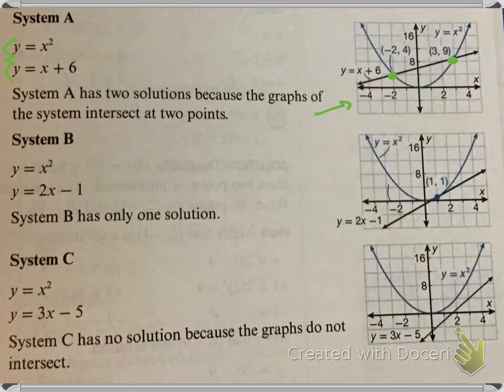All right, system B, we're going to look at y equals x squared again, but we're going to change our linear equation to y equals 2x minus 1. This one has one solution because it only intersects the parabola once. And we could also have something like system C. Again, we're looking at y equals x squared and then y equals 3x minus 5. This one has no solution because the graphs do not intersect. So if you look right here at the graph, see how they don't intersect at all right there? So there's no solution there.